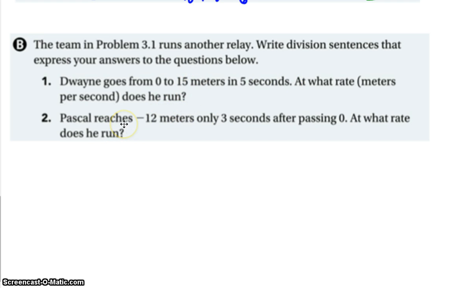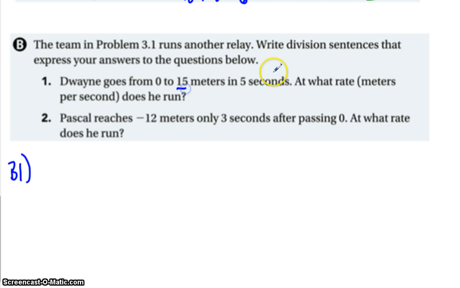Well, way back when we went through 3.1, or the introduction to integer multiplication, we had people running distances, which would be positive to the right, negative to the left, and if the time was in the past, it was a negative value for time, and if it was going to happen in the future, then we gave it a positive value. So let's take a look at B1. B1 says that Dwayne goes from 0 to 15 meters in 5 seconds. At what rate does he run?